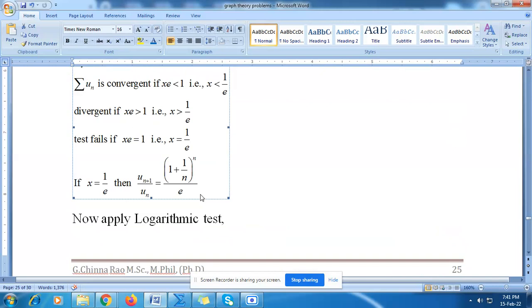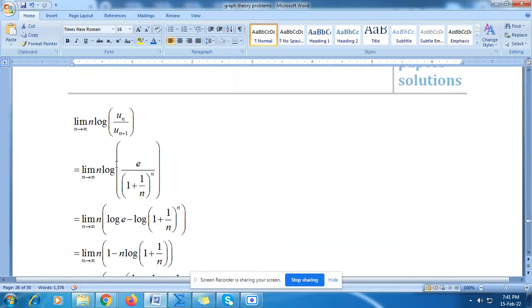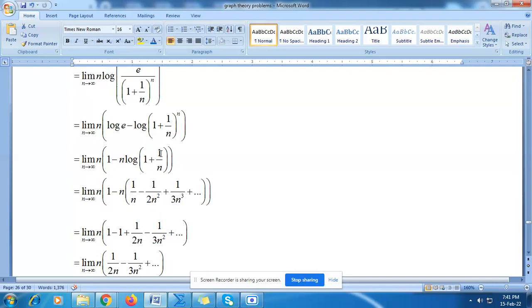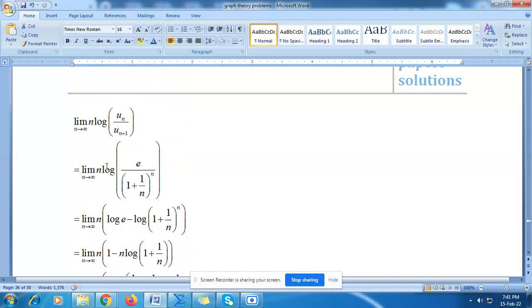We know the logarithmic test: limit n log(un/un+1) is L. If the value of L is greater than 1, it converges; less than 1, it diverges. That is the logarithmic test. Now find out the limit.